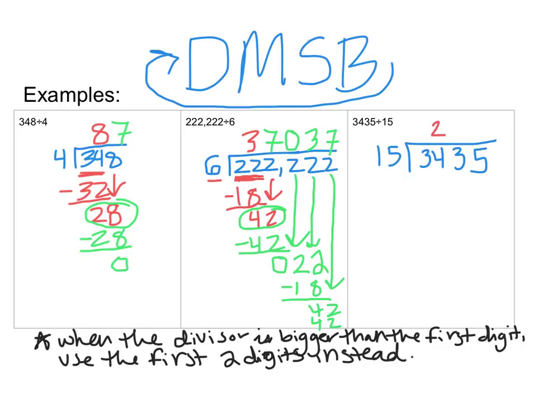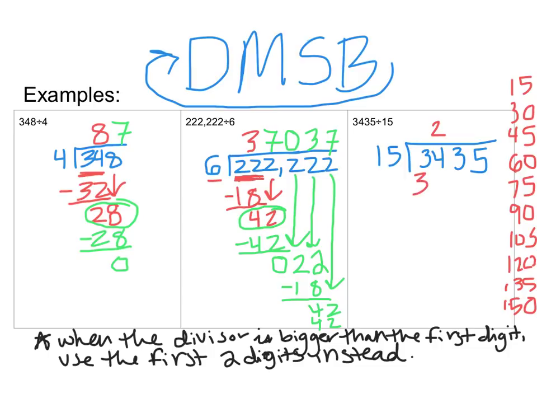And if we don't know that, it's really helpful to sometimes make a list of your 15s. So 15, 30, 45, 60, 75, 90, 105, 120, 135, and 150, all the way up to the 10s. Okay, so we know 15 goes into 34 twice because it gives us 30.